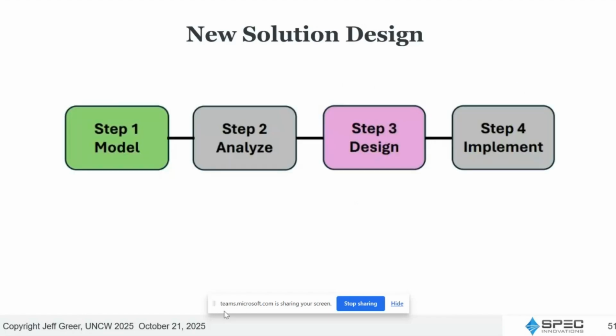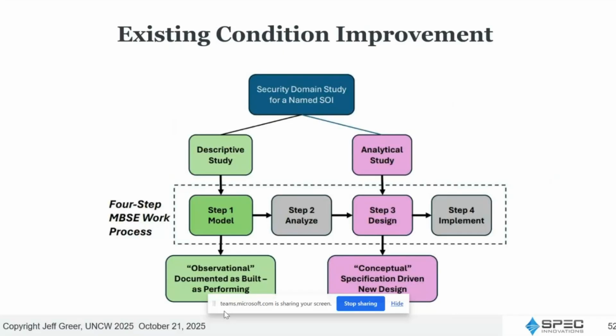The other is a new solution design. It's a simple 4-step process: model, analyze, design, and implement, starting with a white sheet of paper. And then finally, there's existing condition improvement. So for your security domain study, SOI, you can start with a descriptive study, documenting the observational as built, and then you can use an analytical study to develop a conceptual specification-driven new design.